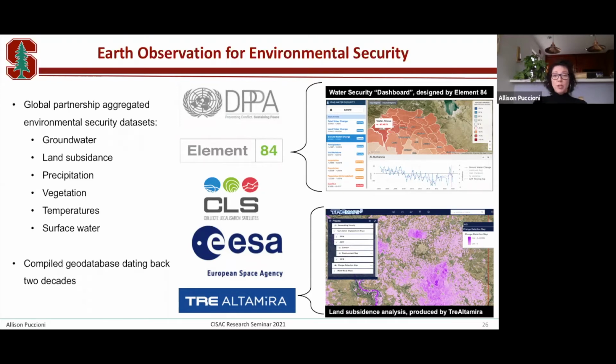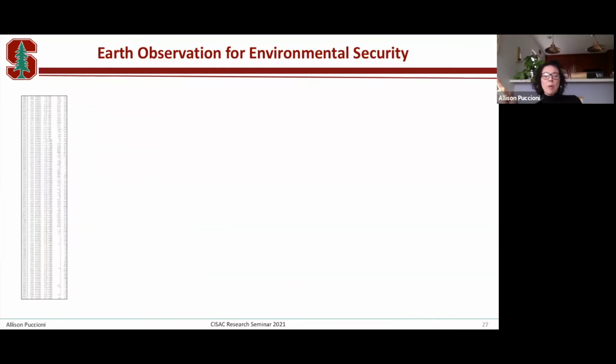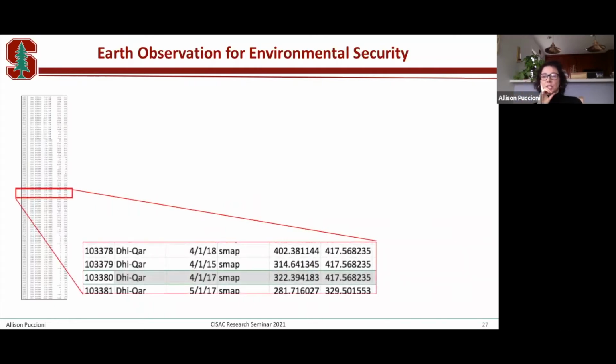Additionally, with the support of the European Space Agency, our partners at CLS TRE Altamira processed radar satellite imagery to detect ground subsidence throughout Iraq. Ground subsidence is a very good indicator of aquifer loss. And by the end of 2020, we had curated a 500,000 point georepository of this information and had engineered a methodology to visualize this data in a straightforward way.